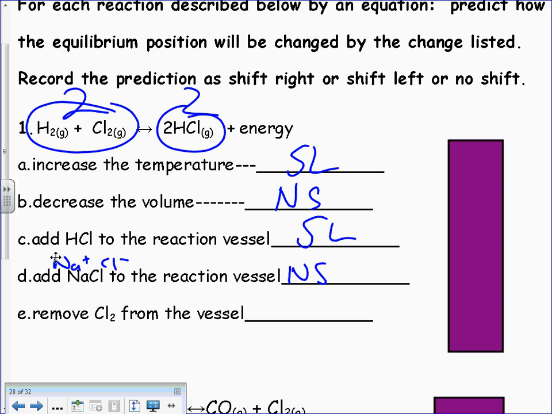So what's the problem here, Suzanne? If I remove chlorine gas, you don't have enough reactants. What do you need to do? So you need to make more of them by shifting to the left. So if you remove reactants, you've got too few of them, and your job is to make more of them, but you can't just add them in there. You must make more of them by shifting to the left. Who got 5 of 5 here? All right, so we got to keep practicing.